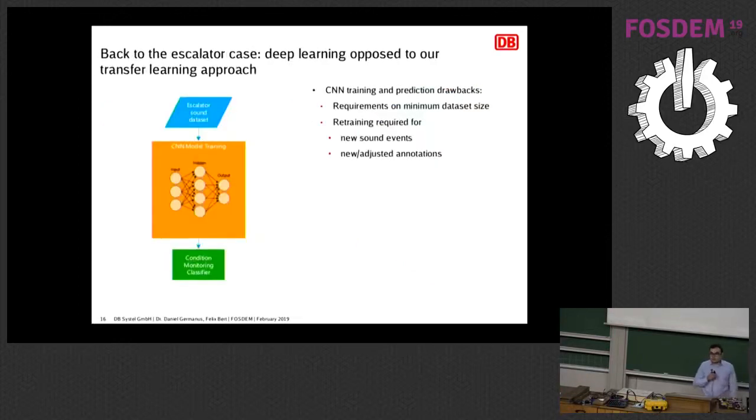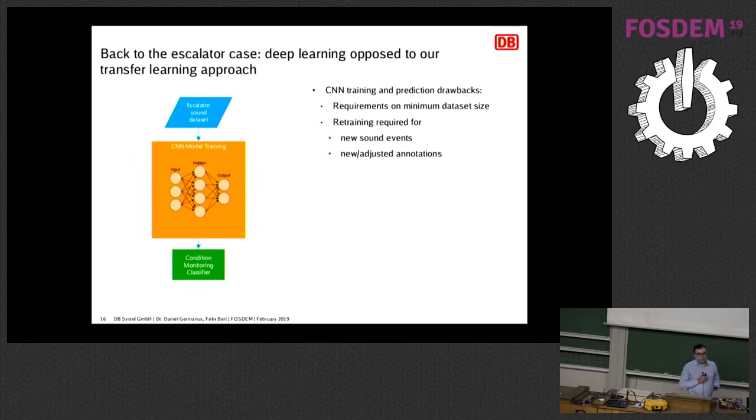And this is an approach we've been using before. We had this escalator sound data set where we could go to an escalator and basically put it in any state we want. So we threw in gravel, or we hit every part in the machine with hammers and stuff. So we have this data set. Then we train our models, and we get a condition monitoring classifier.